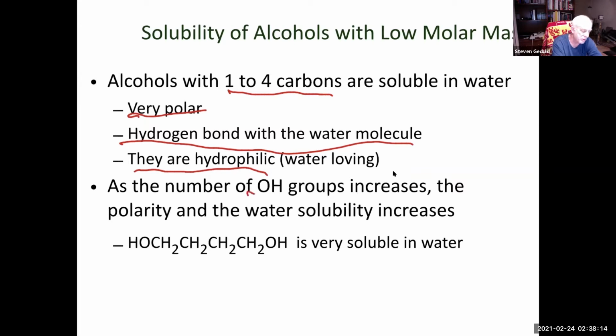As the number of OH groups increases, the polarity and solubility increases. The more hydrogen bonding, the more polar the compound is going to be, and the more it's going to dissolve in water. So if I have, let's see, 1, 2, 3, 4 carbons with OH groups on both ends, that is going to be very soluble in water, because you have 2 OH groups of hydrogen bonding. And it's going to hydrogen bond with the water molecules, because water molecules do hydrogen bonding also. The same thing with this, in this case, it's a butane diol.